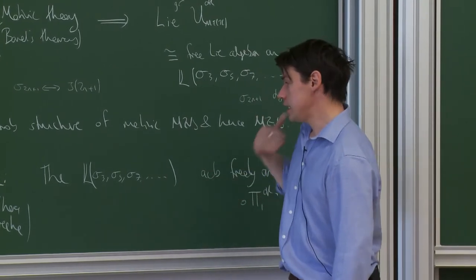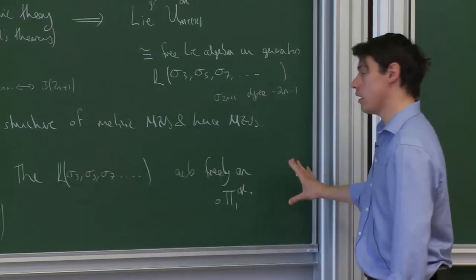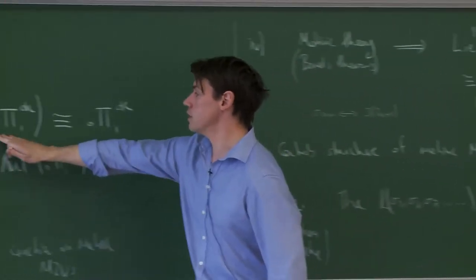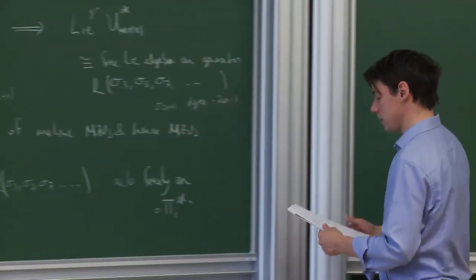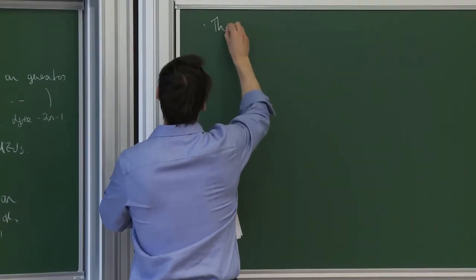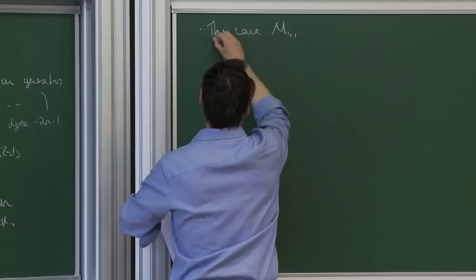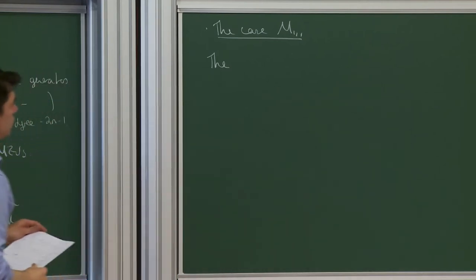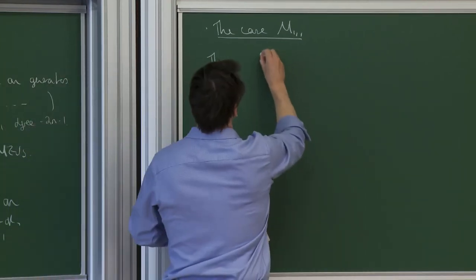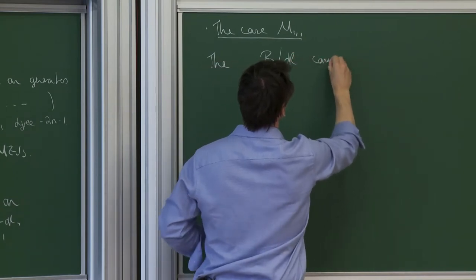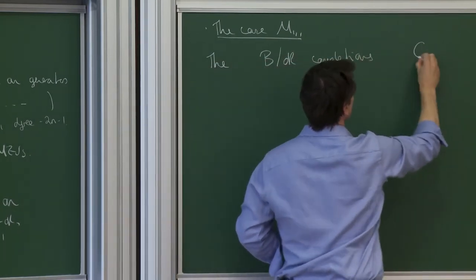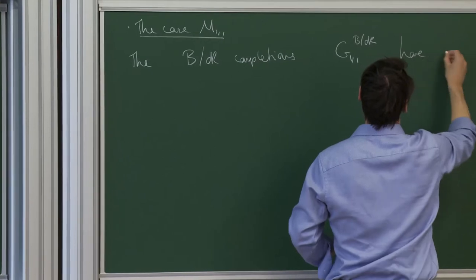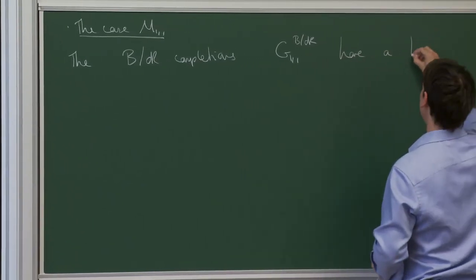In the genus 1 situation, this theorem is going to pop out without any effort. It's just going to pop out of the structure from the description of this group, the analog of this group. So we'll see that. Okay, so now the case M_{1,1}. So this is what we're really interested in. And the first point is then, as a substitute for motives, we're going to work with Hodge structures. So the Betti and de Rham completions, G^{1,1}_B and DR, have not just a mixed Hodge structure, but a limiting mixed Hodge structure.